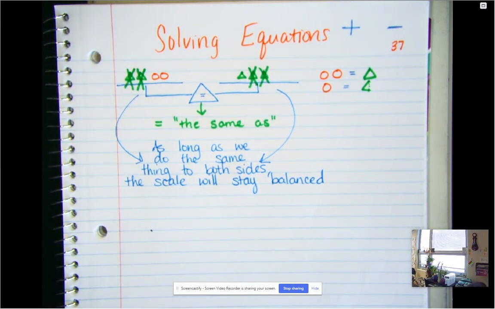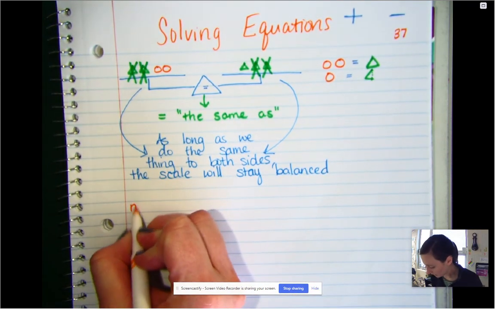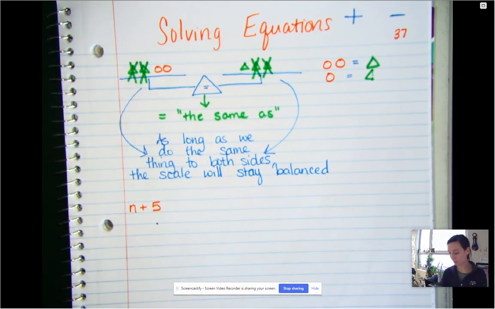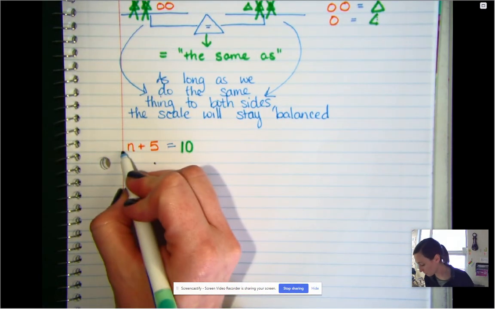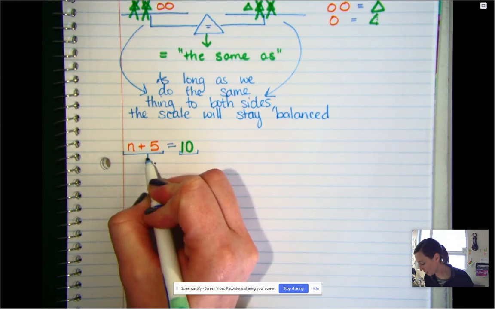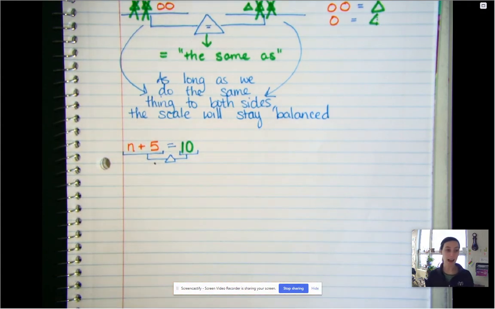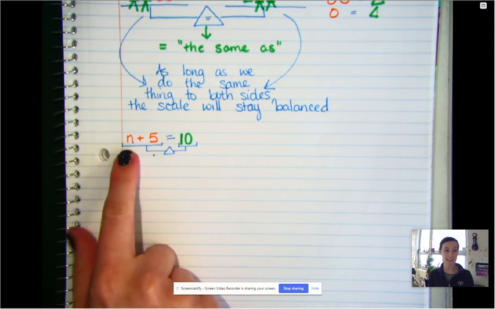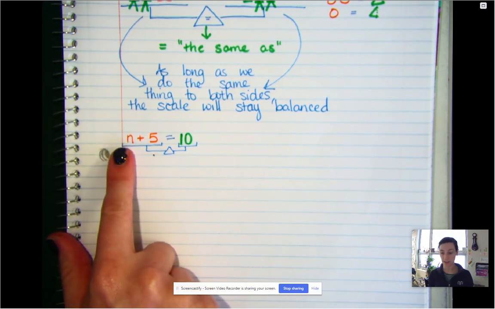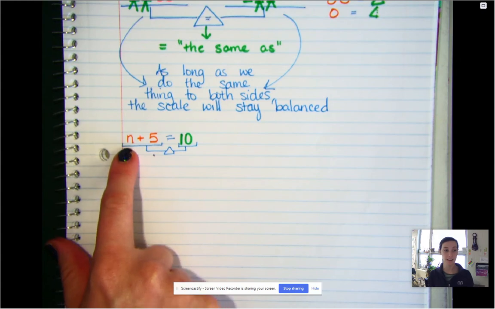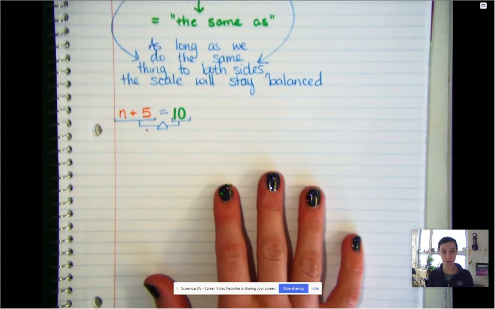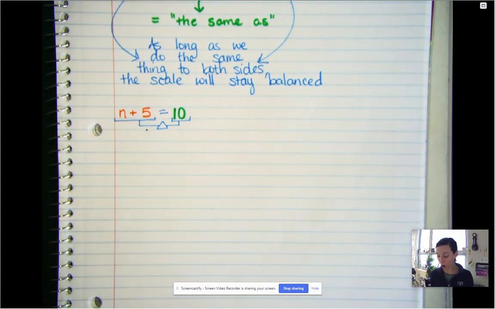So let's imagine now that we have something like this that says n plus 5 is the same as 10. So I'm still thinking of this in terms of my scale. These two things are balanced. So in order to figure this out, I need to get the variable by itself so that it's the only thing left on this side of the scale. And then whatever is over here is what that's equal to. So I'm going to start by taking 5 off of both sides.